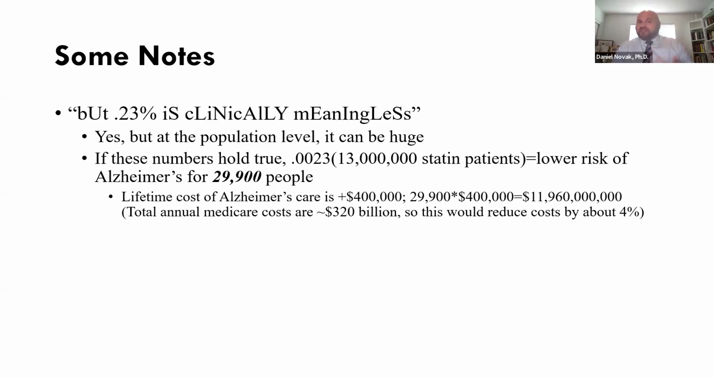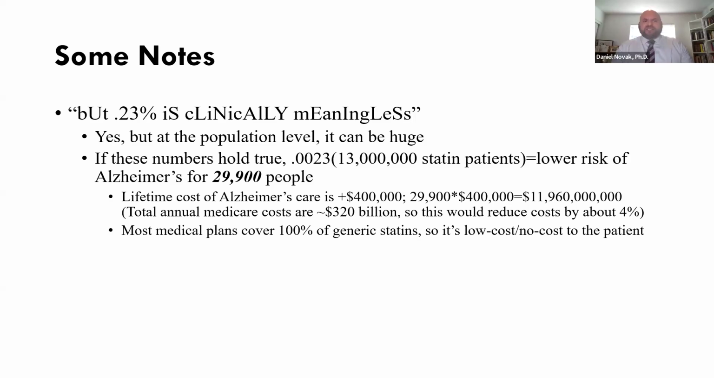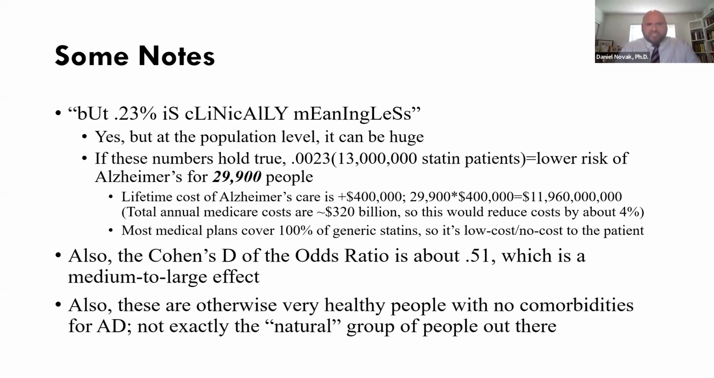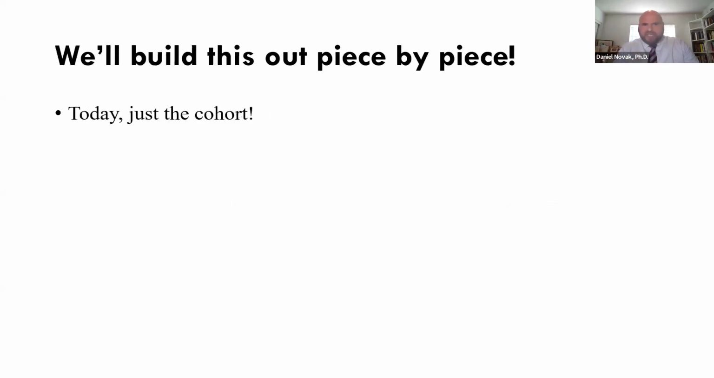Your total medical and annual Medicare cost savings would be on the order of $11.96 billion per year, because Medicare costs overall by about 4%. So most medical plans, as I said, cover 100% of generic statins, so it's really no cost, low cost. And as I said, the Cohen's d of that is about 0.51, which is a medium to large effect. Otherwise, very healthy people with no comorbidities for Alzheimer's, not exactly the natural group out there, but worth looking at.